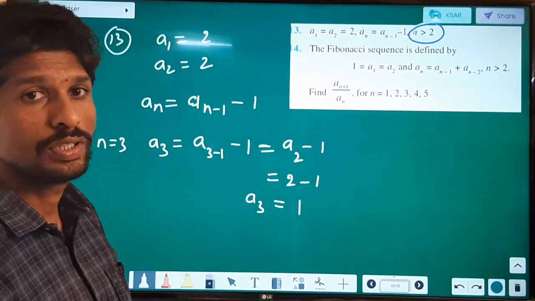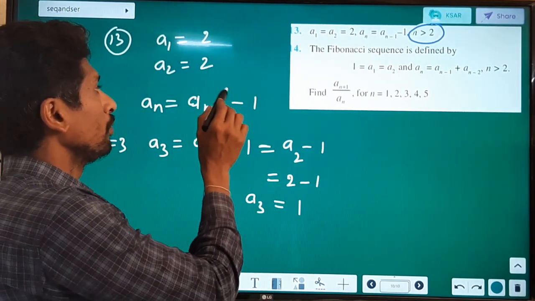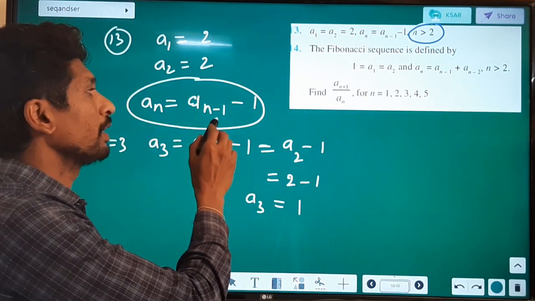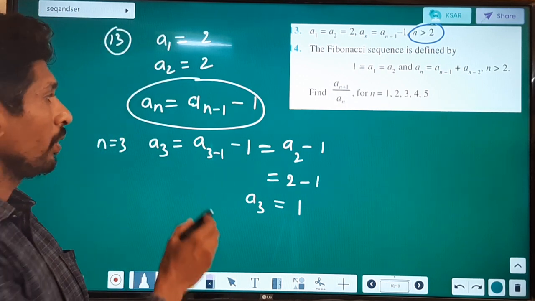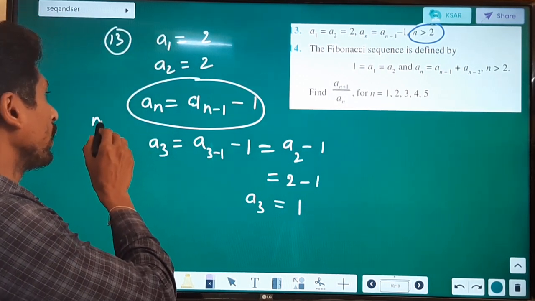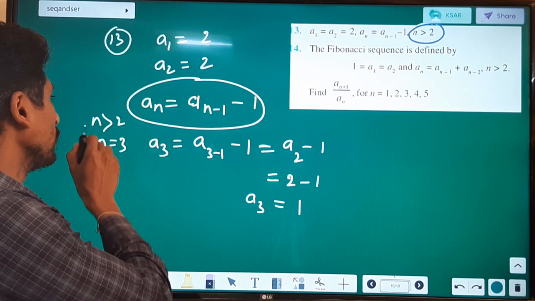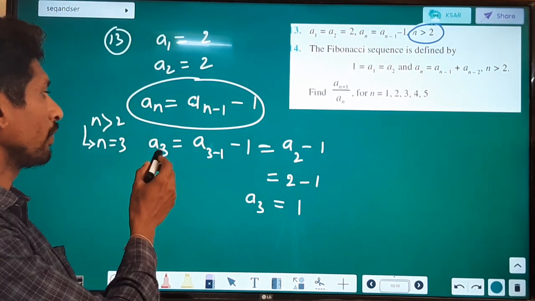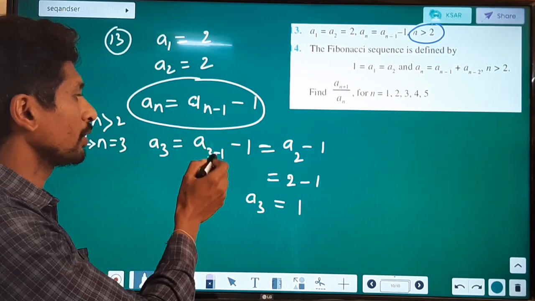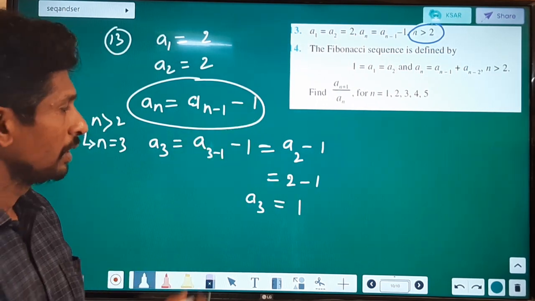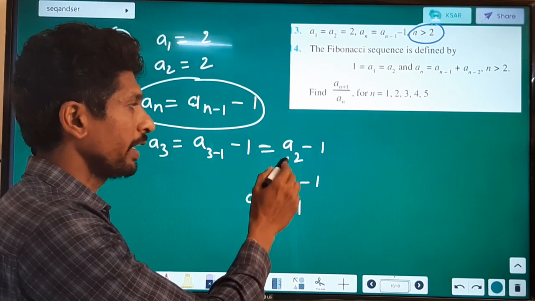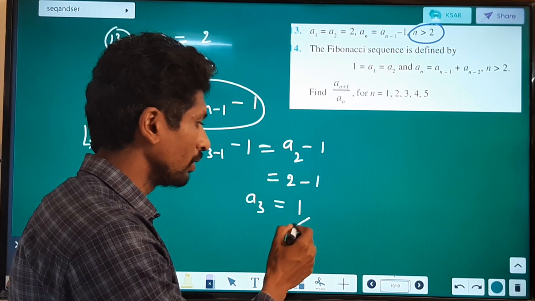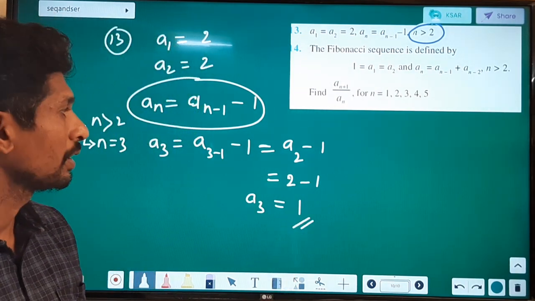The first term is 2, the second term is 2, by considering the nth term as An-1 minus 1. Now taking n value greater than 2, n equal to 3, so A3 becomes A3-1 minus 1, which is A2 minus 1 in the second term. You have to subtract 1 here, so 2 minus 1 becomes 1. This way you have to find out the third term.